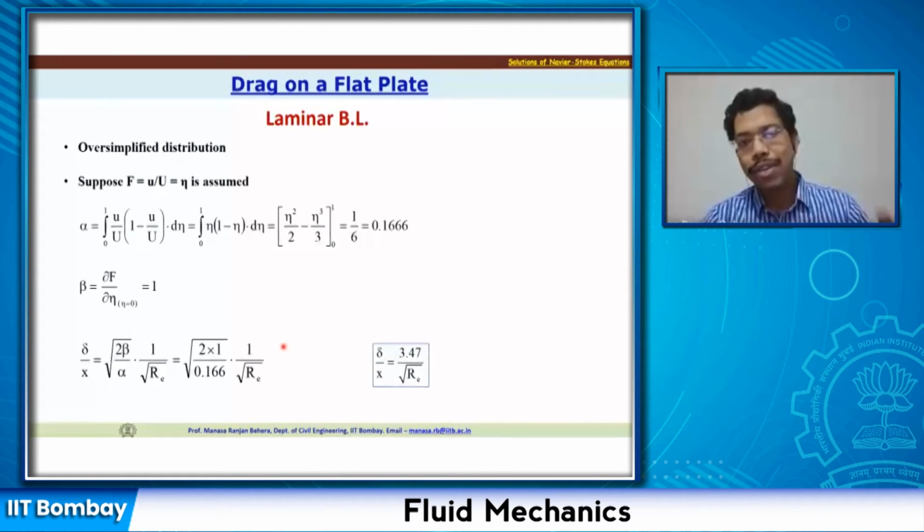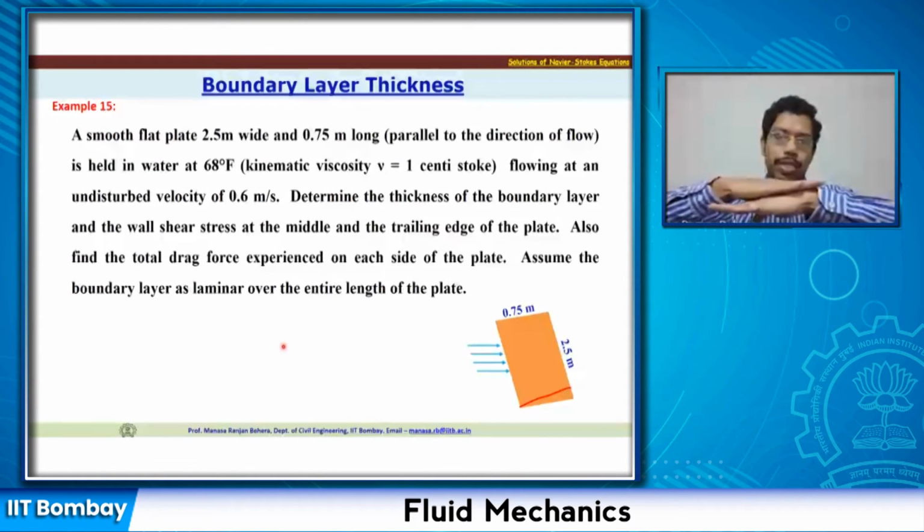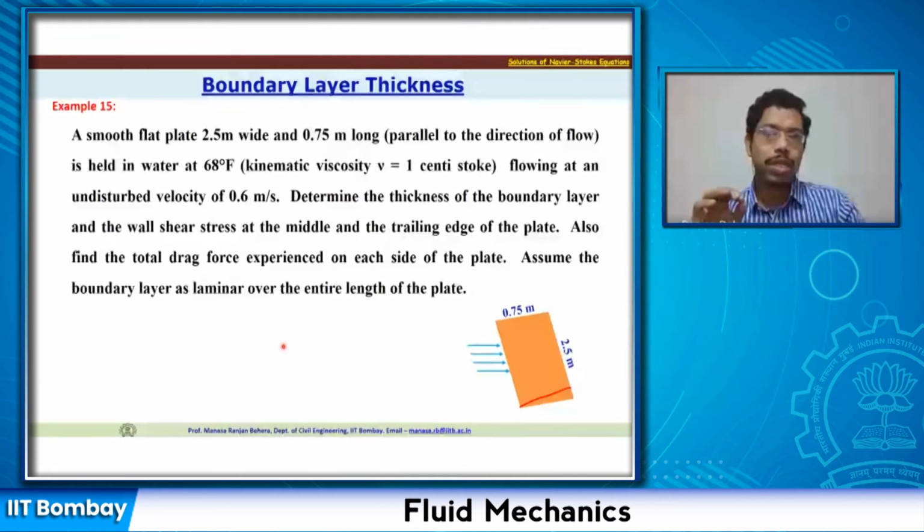Now, having discussed this, let us quickly look at an example problem. This example problem says: a smooth flat plate 2.5 meter wide and 0.75 meter long, parallel to the flow direction. There is no inclination of the plate or anything, it is parallel. It is held in water at 65 degrees Fahrenheit, where the kinematic viscosity nu is equal to 1 centi-Stoke, with an undisturbed velocity of 0.6 meter per second.